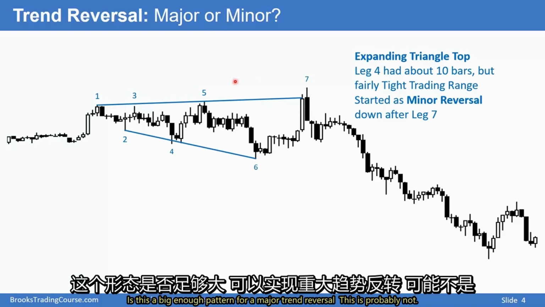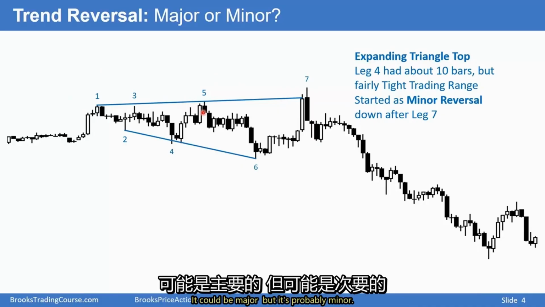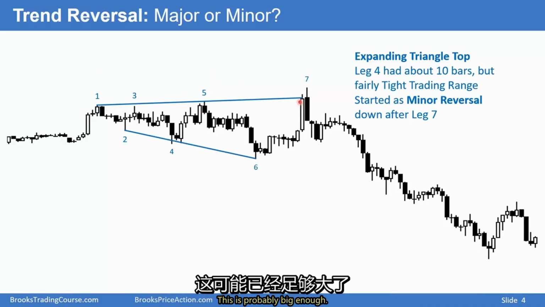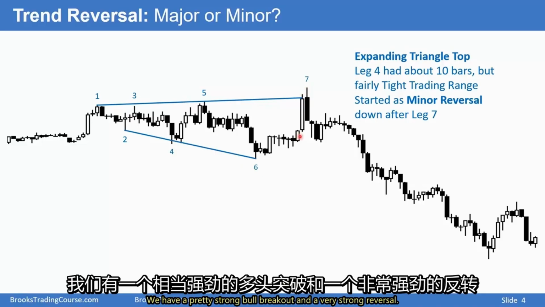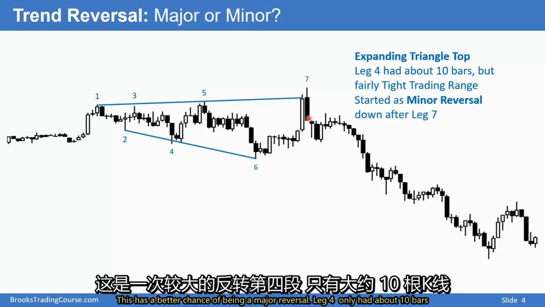Is this a big enough pattern for a major trend reversal? This is probably not. It could be major, but it's probably minor. This is probably big enough. We have a pretty strong bull breakout and a very strong reversal. This has a better chance of being a major reversal.